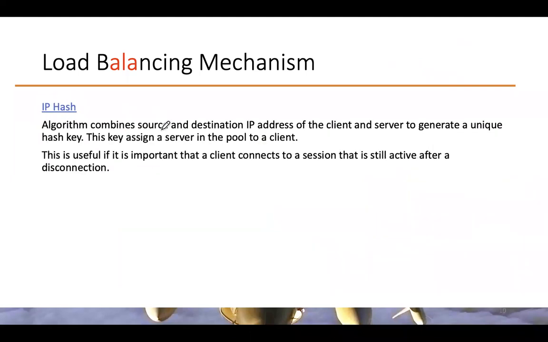IP hash just does a hash of the source and destination IP, and based on the hash, it assigns one of the pool members from the pool to a client.